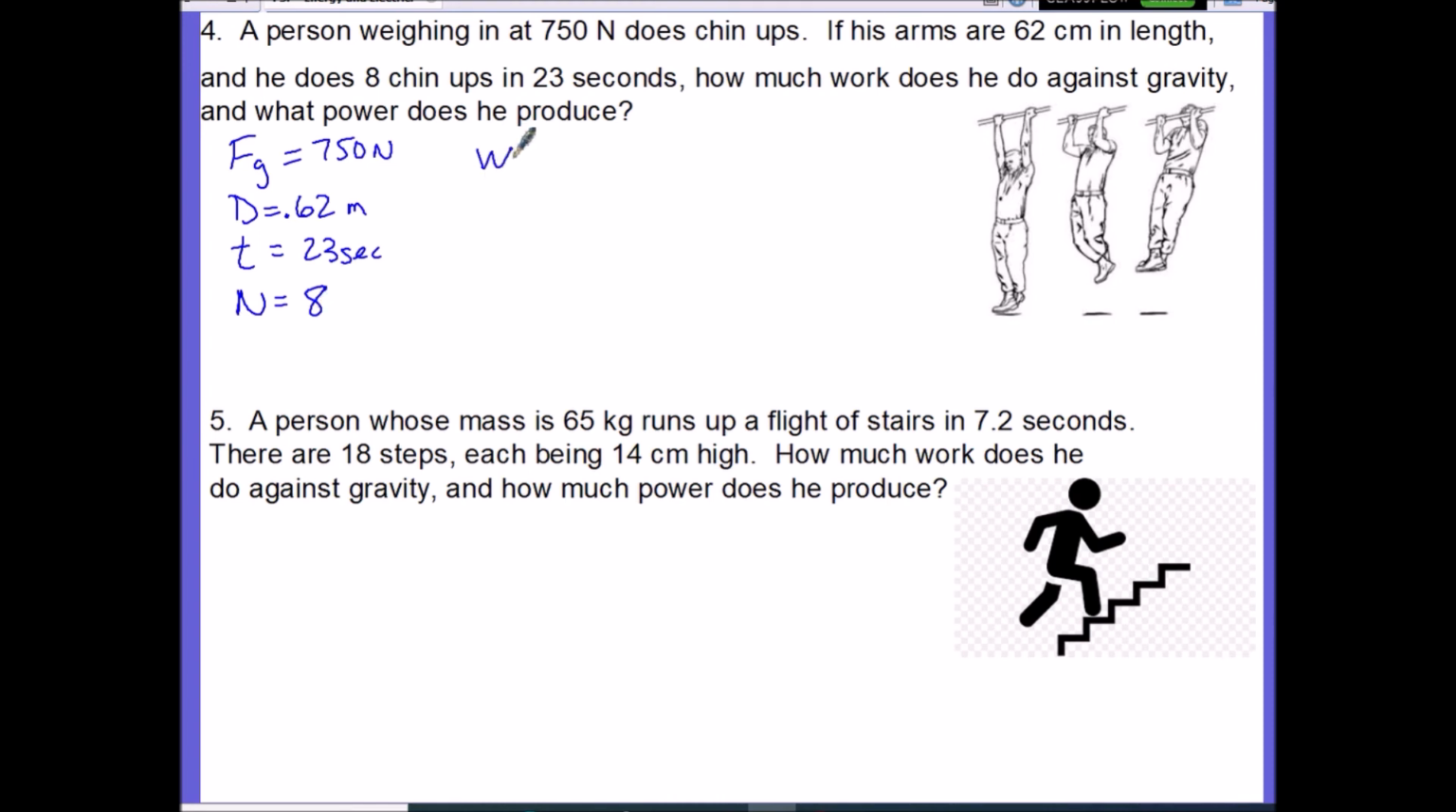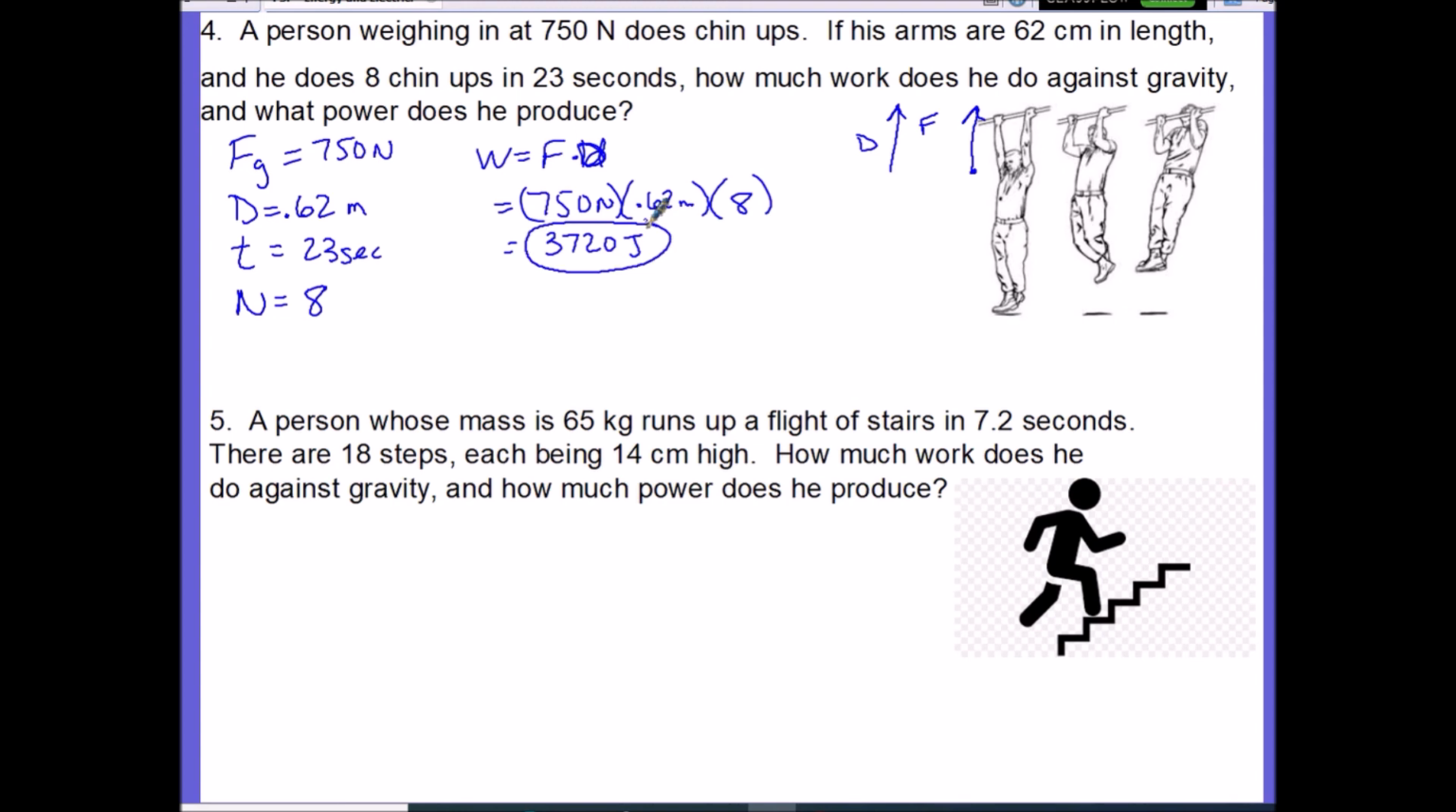So let's see, work is force times distance. He's having to lift himself, 750 newtons of force that he's exerting upward to lift his body, and through a distance of 0.62 meters. Right? So as he's lifting himself, he's doing positive work. And let's see, if I want to determine the total work, then I'm going to take that and multiply that by 8 to get the total work. And I'm getting about 3720 joules.